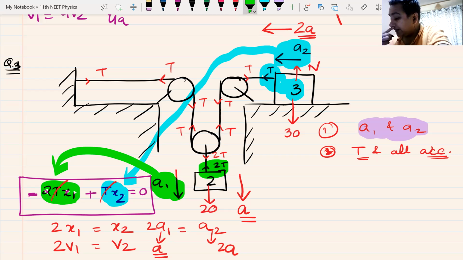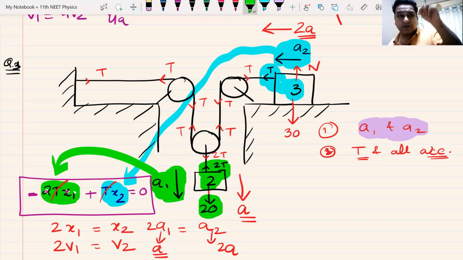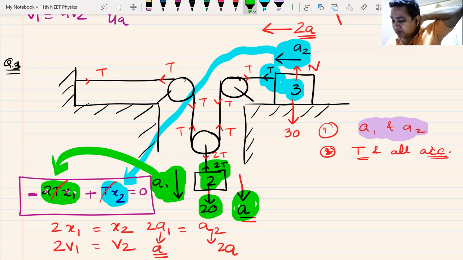Let us now complete the equation for the 2 kg block. 2t is upwards. 20 is downwards. And acceleration is also downwards. Acceleration is a and it is downwards. All are written in green.